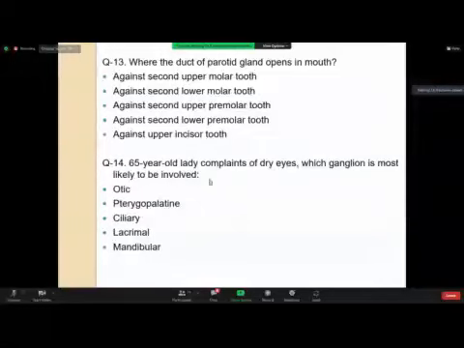Then we have a 65-year-old lady who complains of dry eyes. Which ganglion is most likely to be involved? Ciliary? When we saw the parasympathetic ganglia, the ciliary ganglion... No, pterygopalatine, because the pterygopalatine ganglion gives off branches to the orbit, pharyngeal, palatine and nasal branches, but one segment goes to the lacrimal gland, and I mentioned this earlier too. The ciliary ganglion is for the ciliary muscles only, the otic ganglion is for the parotid gland, and the submandibular is for the major salivary glands, the submandibular and sublingual glands. Okay? This is the last one.